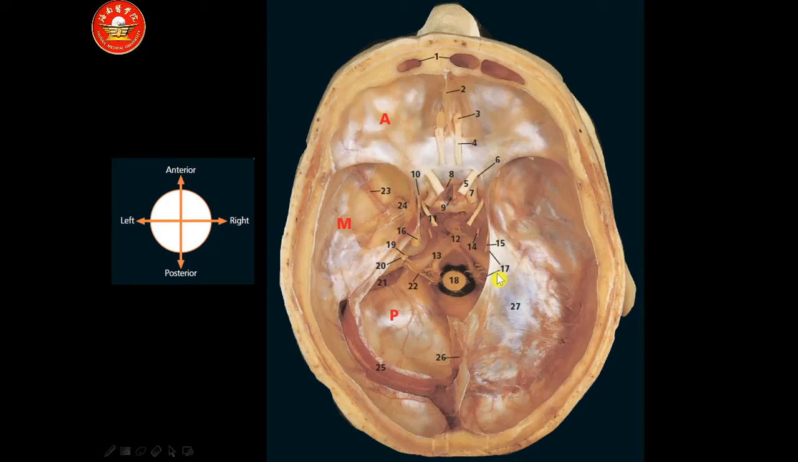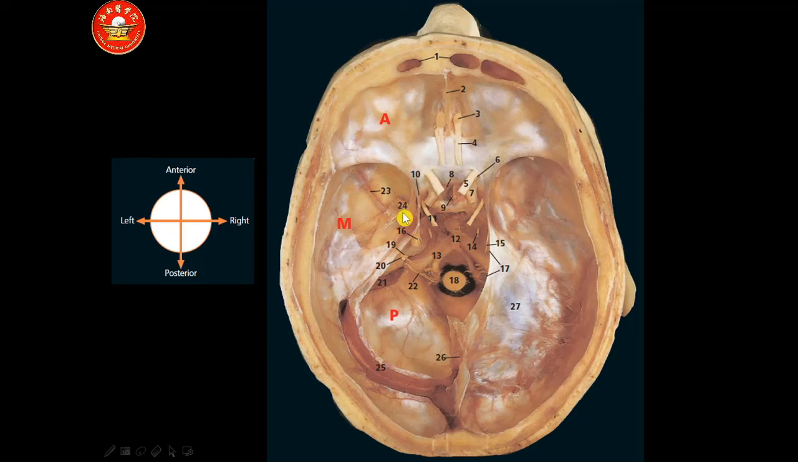Number 17 free margin of the tentorium cerebelli. Number 18 medulla oblongata. Number 19 facial nerve. Number 20 vestibulocochlear nerve. Number 21 sigmoid sinus. Number 22 spinal root of accessory nerve. 23 middle meningeal artery.